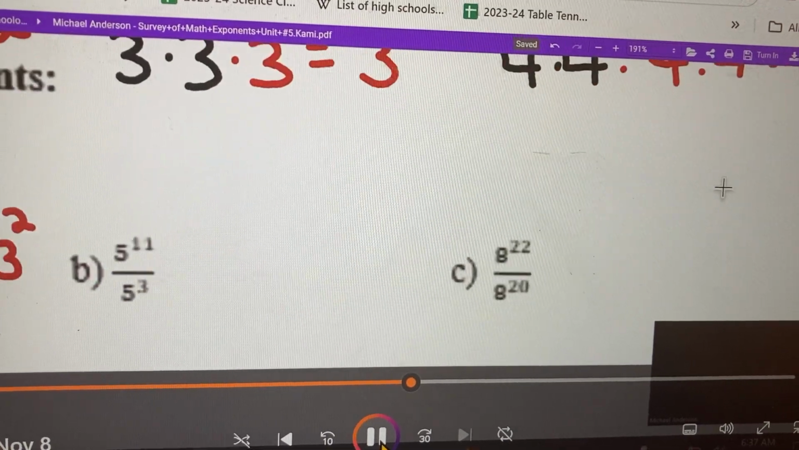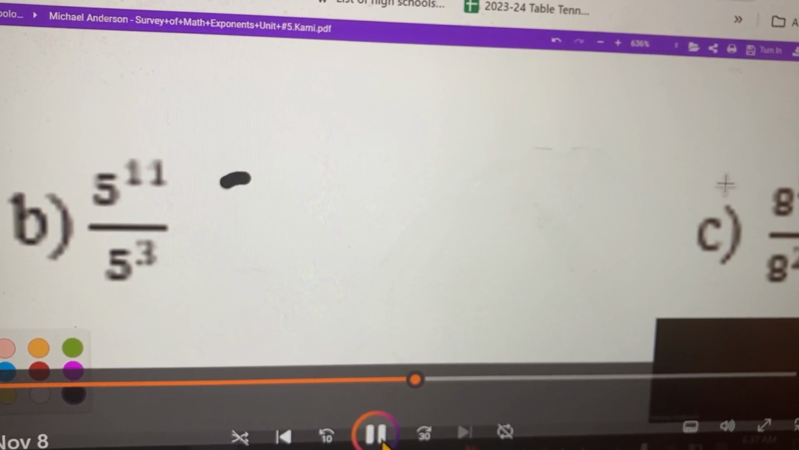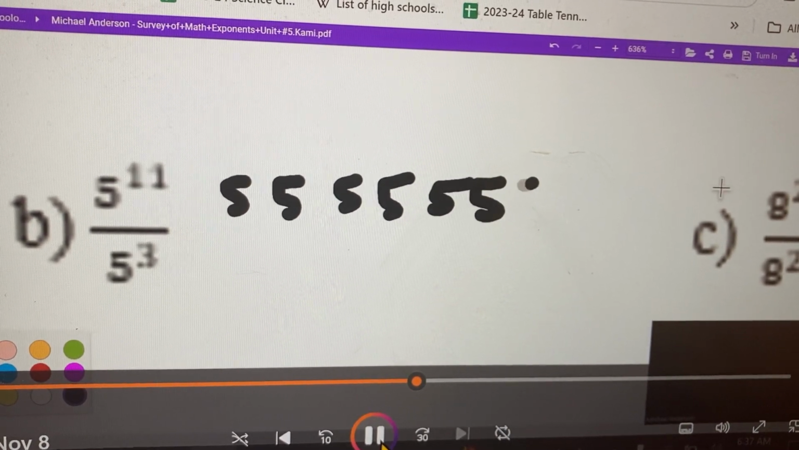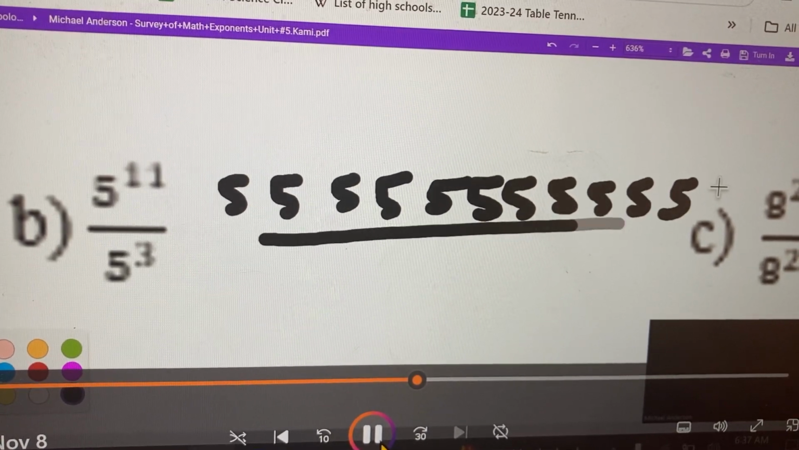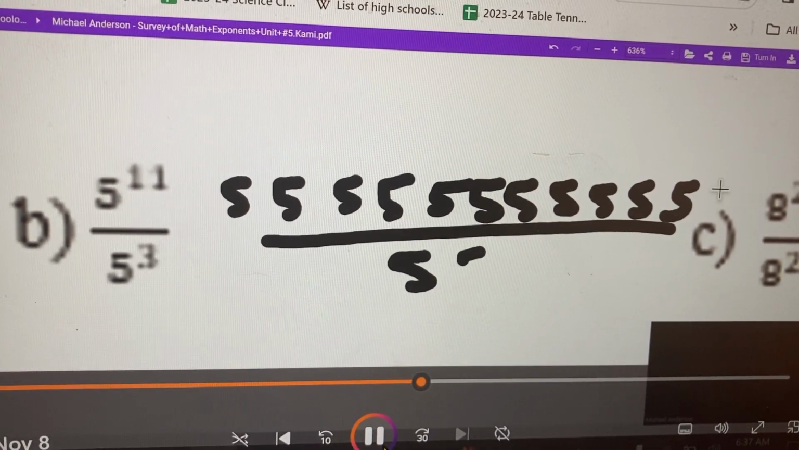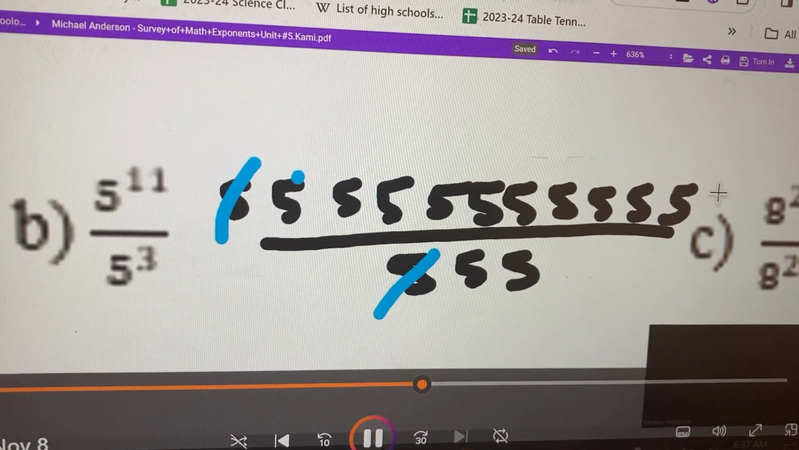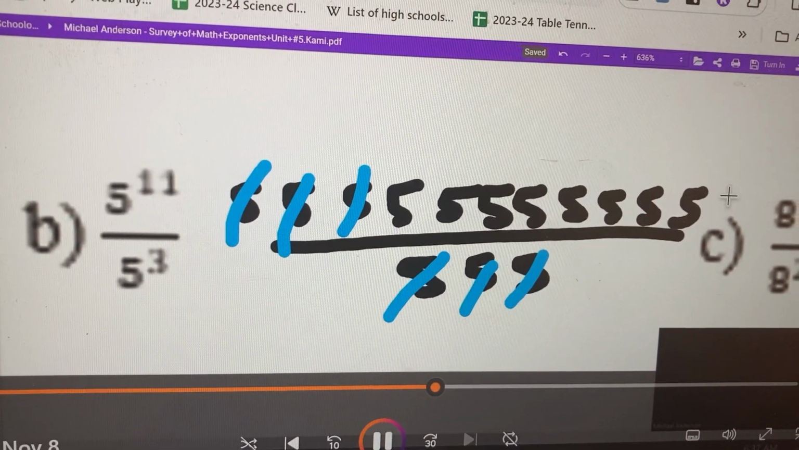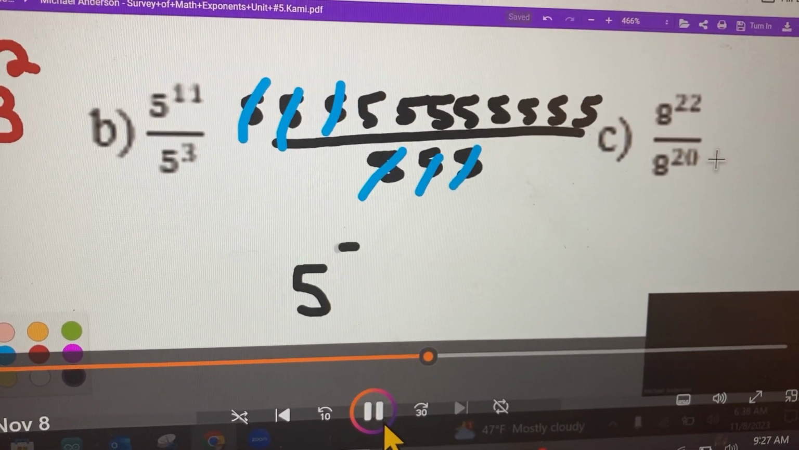Let's do the next couple. 5 to the 11th. Holy cow, why did I give that example? That's a lot of 5's. Okay, here we go. 1, 2, 3, 4, 5, 6, 7, 8, 9, 10, 11. On the bottom, 3 of them. So we cross off 1, 2, 3. We end up with 8 5's on the top. So that's going to be 5 to the 8th.